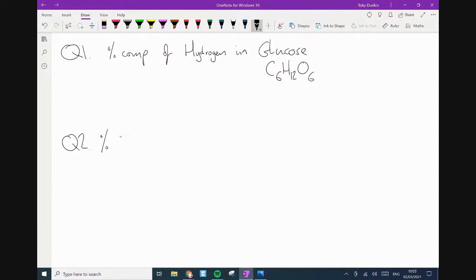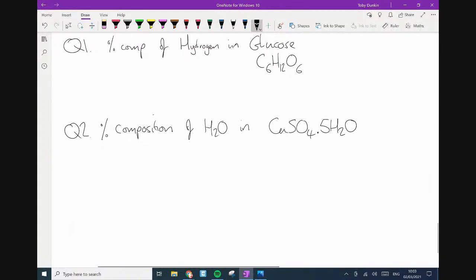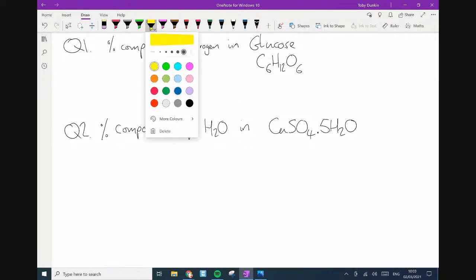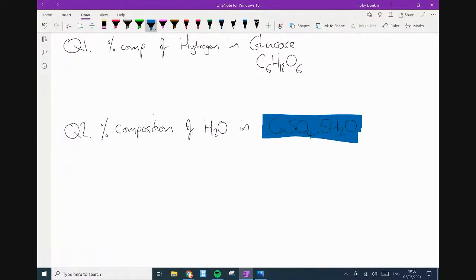Question number 2. What is the percentage composition of H2O in hydrated copper(II) sulfate? We've already done the MR for that one. That'd be nice. I like that. What is the percentage of water in hydrated copper(II) sulfate? That's blue, by the way. It's nice to give us colors at this point. Always lovely to link stuff in chemistry. That there is blue. Sorry if you can't read that.